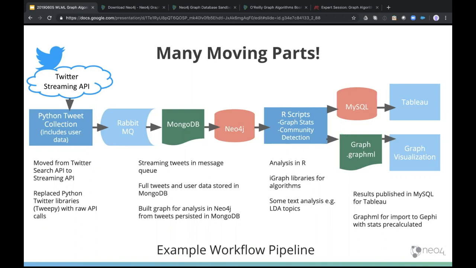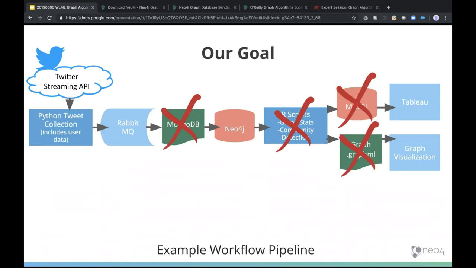Maybe that's a good way of doing it, but we think we should be able to remove parts of that. We should make this a lot simpler. If we make it simpler, it will become a lot more accessible to a lot more people. So you will still collect the tweets or collect the data from somewhere. You would still need to ingest it or treat it in some way. But why do you need MongoDB in the middle?